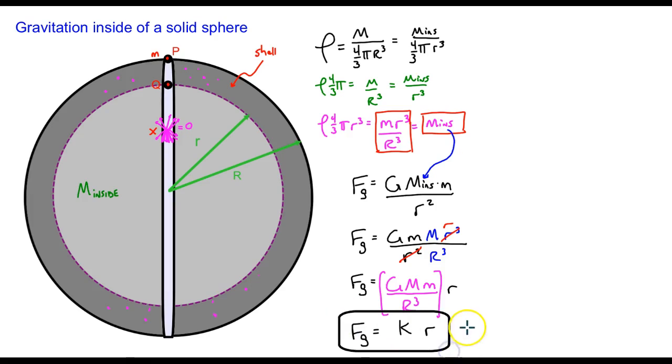I've actually even seen the negative sign placed in front of the k to show that the direction of the force of gravity and r as a displacement vector are in opposite directions. Nonetheless, you just need to know that it's a linear relationship.